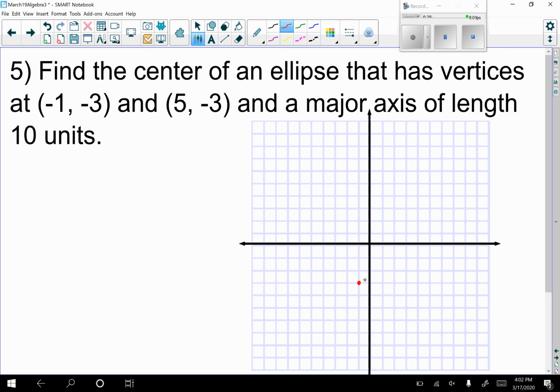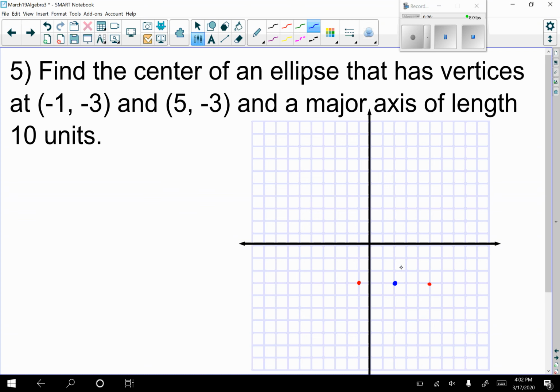All right, so what we could do, now we may need all this information, we might not. I'm just going to go ahead and plot -1, -3, and then 5, -3. Now this tells us that our major axis is 10 units, but if I counted from this vertex here at -1, -3, and 5, -3, clearly that's not a length of 10 units, so that's really our minor axis. But is this enough to find our center? If we were to count in the middle, this actually has a length of 6, so if I just went over 3, that's going to mark our center.